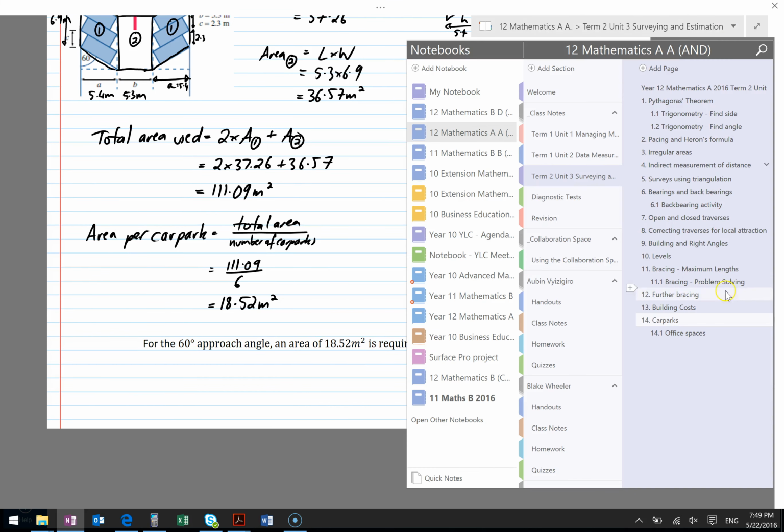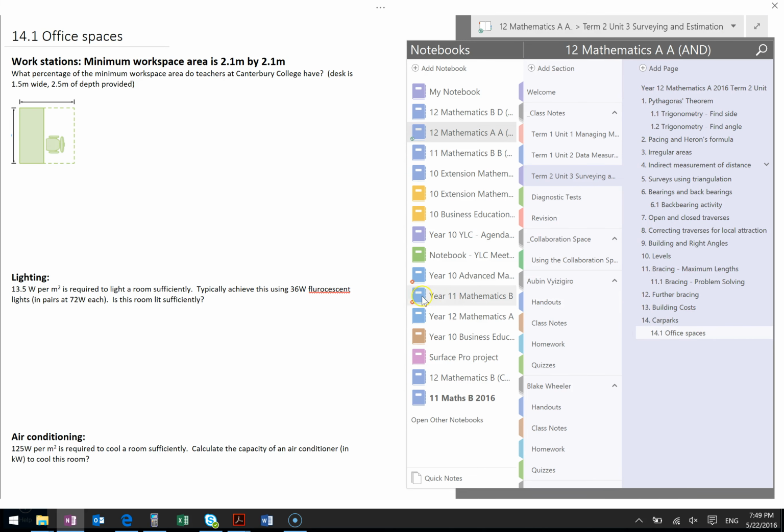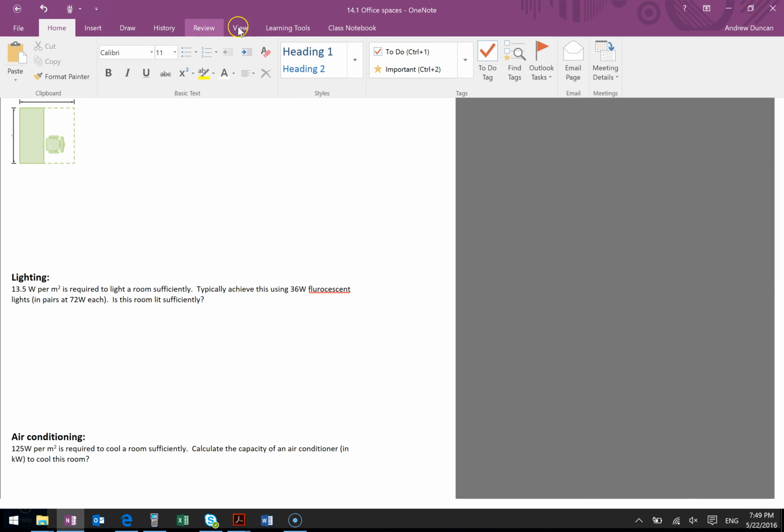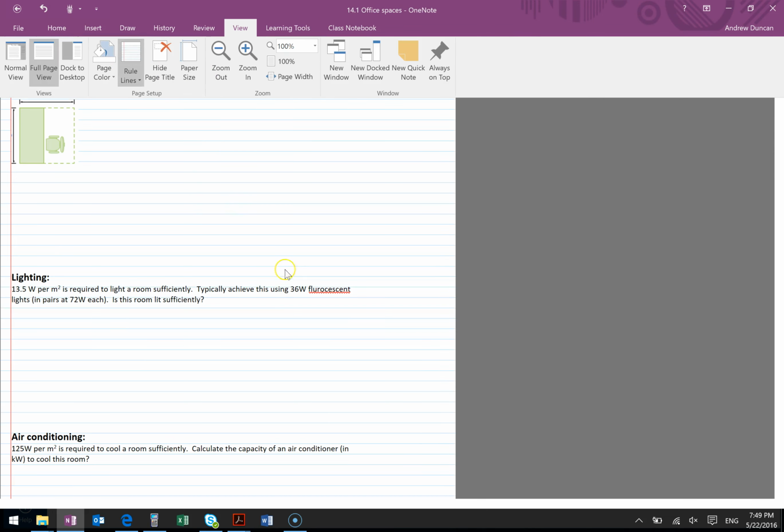All right, moving on. Across the page, the final thing for the term, which is office spaces and lighting and air conditioning and things like this.